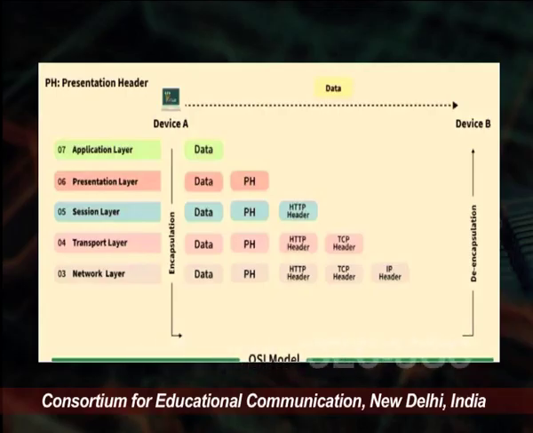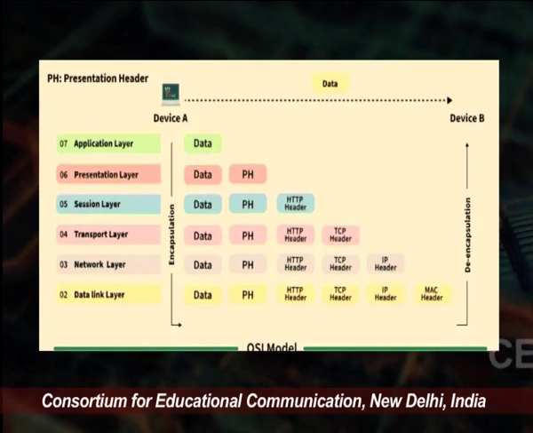Then the next, which is the second last layer, the data link layer. That data link layer is going to include one MAC header, because this data link layer deals in the MAC addresses of the machines. So, data along with the presentation header, the HTTP header, then we have the TCP header, then the IP header, and finally, the MAC header has been enclosed along with the data by the data link layer. So, we can say this is a complete set of data.